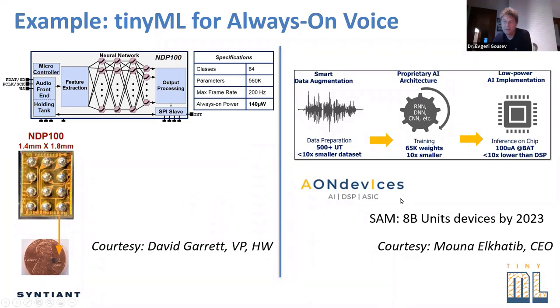Another company, also from Southern California, developed a special AI architecture that allows always-on audio at extremely low power, like microamps of the battery, which is 100x lower than what you typically get using DSP-type technology. So it's again one of the very interesting use cases, and we already see this in production.